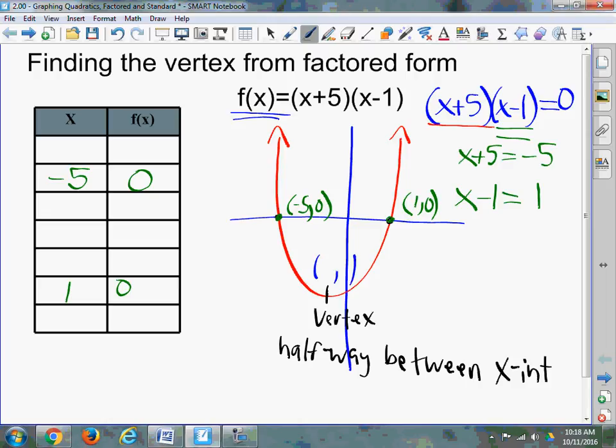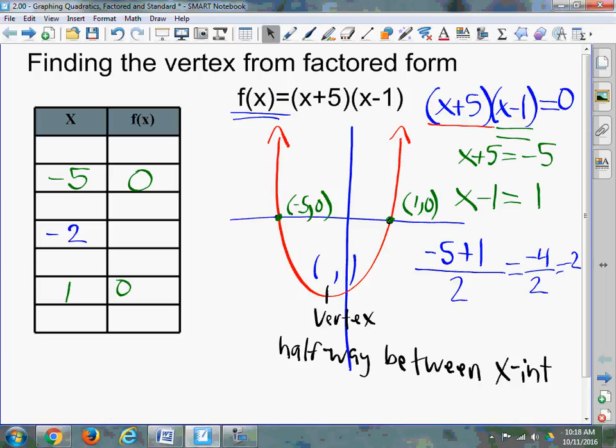1. So if you're finding the middle value or a midpoint, you're just finding the mean, right? So you would just add those two numbers together, so negative 5 plus 1, and you're dividing it by 2. So negative 5 plus 1 is negative 4. Negative 4 divided by 2 is equal to negative 2. So that just gives us our x-coordinate for the vertex. To get the y-coordinate, we would then plug that back into our original equation.